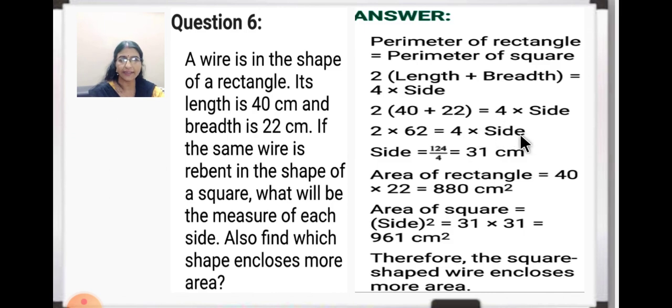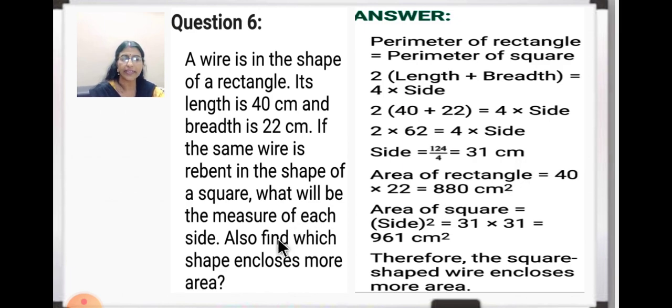We don't know the side, so we'll write side here, and now we have to find it out. Side is equal to, now this will multiply, 62 into 2 is 124. And this we will take to this side, so it will become division. You can write side is equal to 124 divided by 4. When you divide it, you will get 31 centimeter.